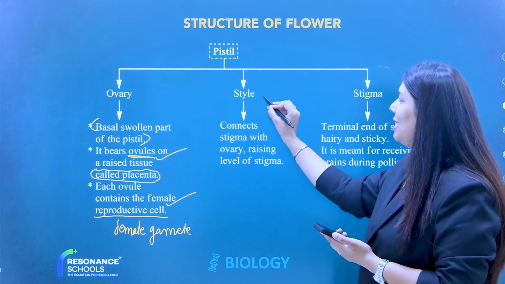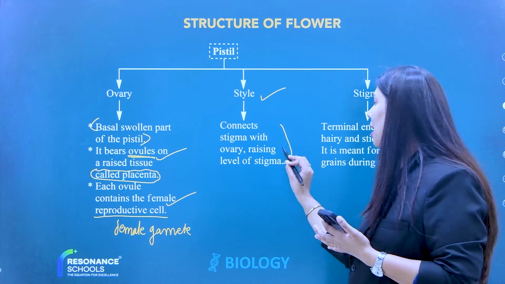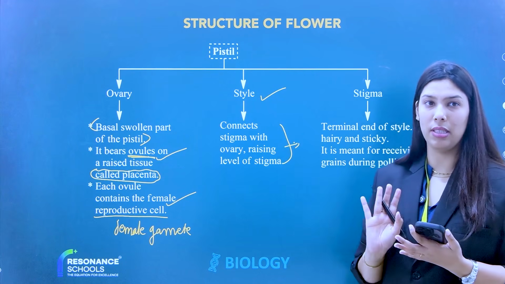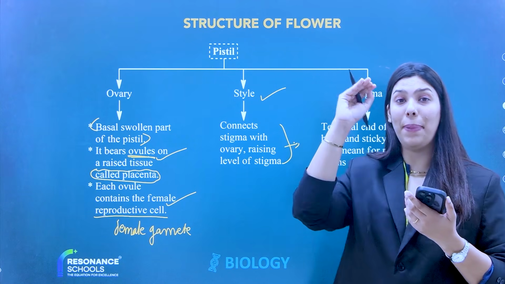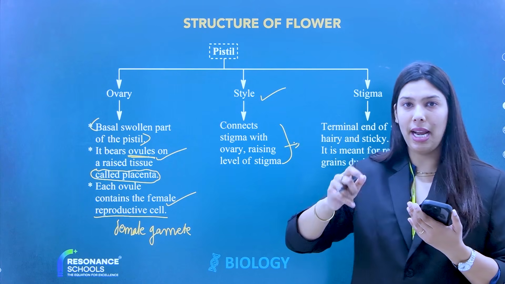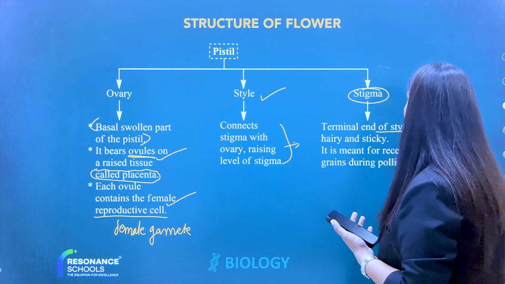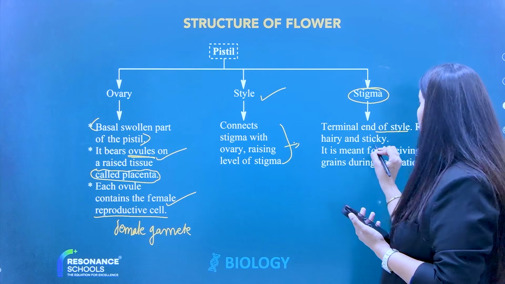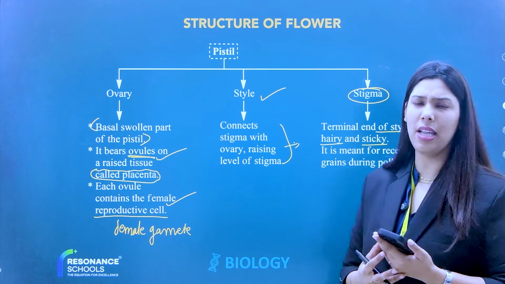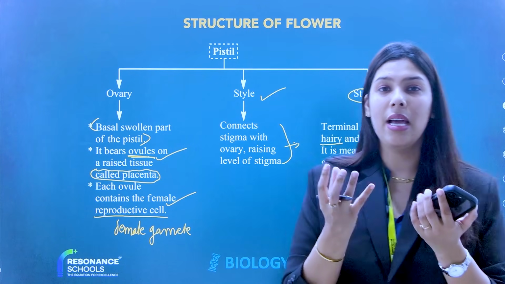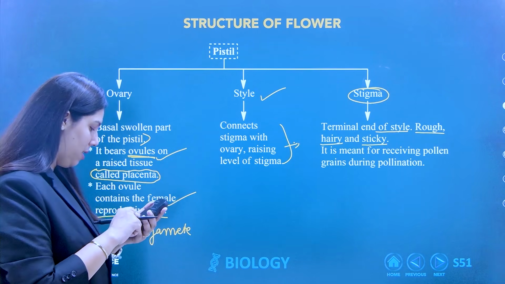No problem. Fine. Style was something which was connecting the stigma to the ovary. By this time, we have read it 5-7 times in the class. Stigma is the terminal end, which is on the periphery, on the end. So the terminal end of the style is known as stigma. It is rough, hairy, and sticky. Why is it rough and hairy? So that it can capture the pollen grains. Correct?